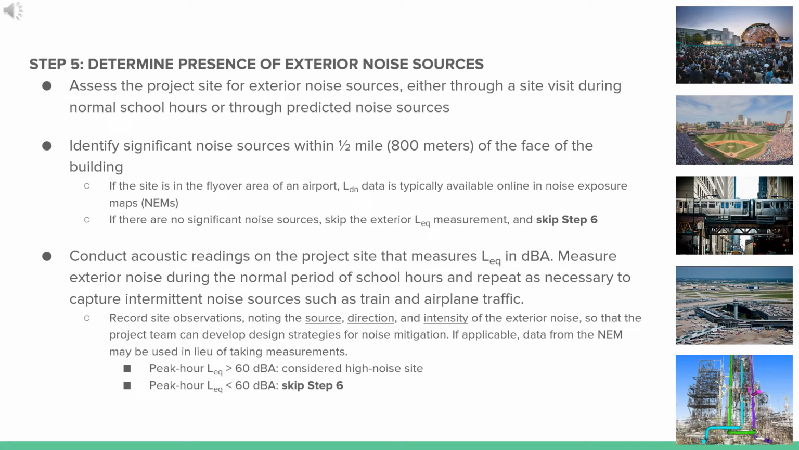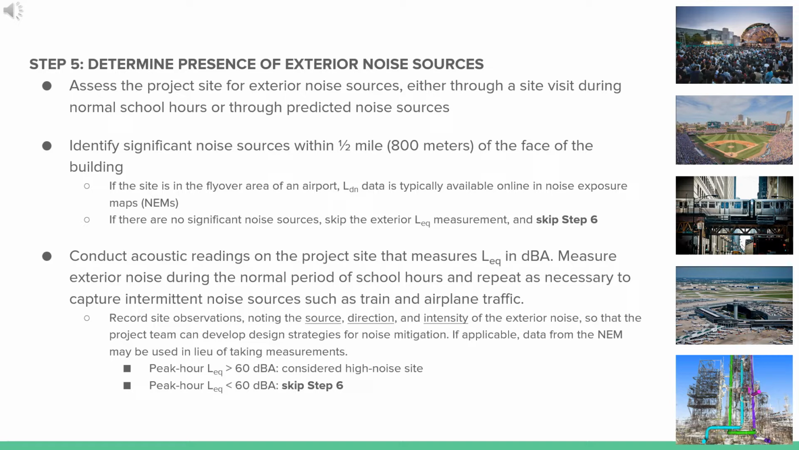Step 5. Determine presence of exterior noise sources. Assess the project site for exterior noise sources, either through a site visit during the normal school hours or through predicted noise sources. The second part of the step is to identify significant noise sources within half mile or 100 meters of the face of the building.